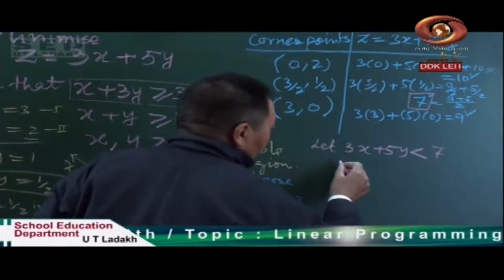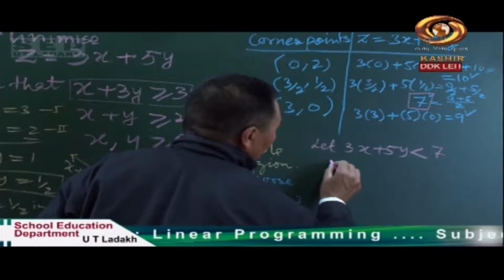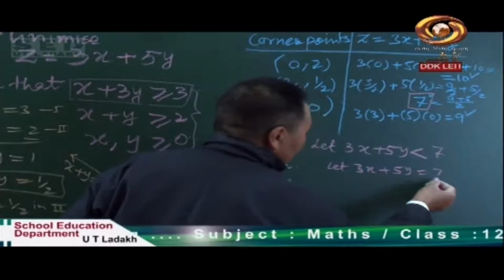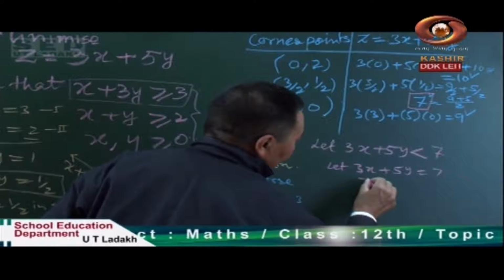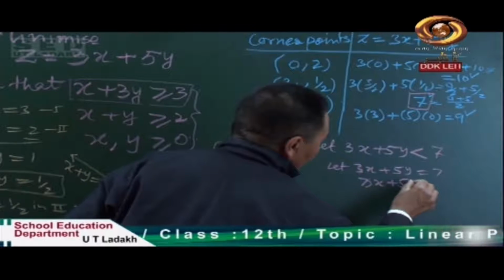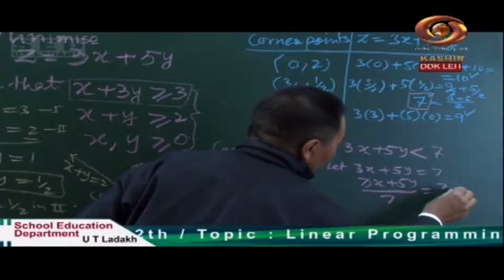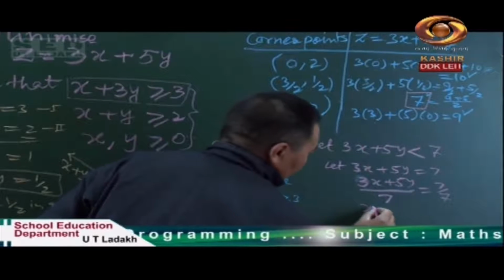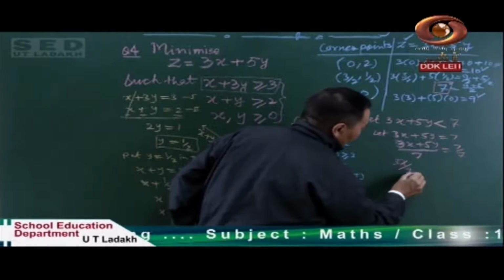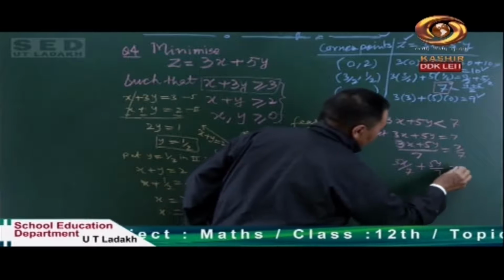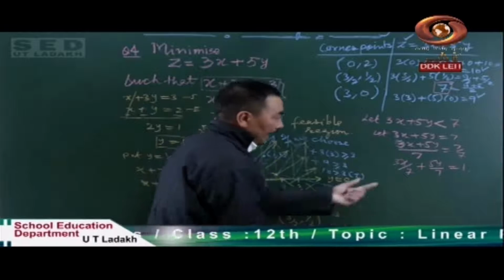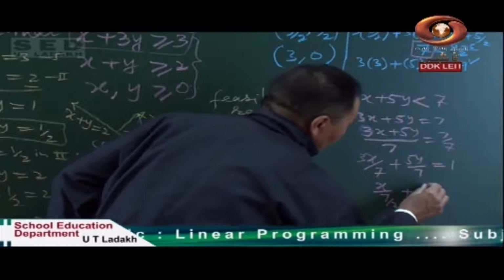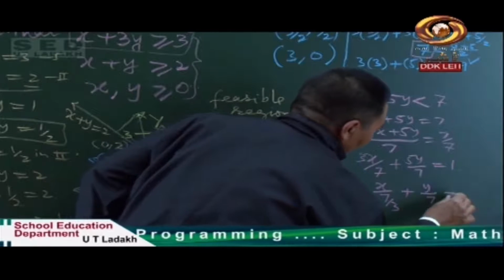If we make it an equation, let 3x plus 5y equal to 7. If we divide both sides by 7, then (3x plus 5y) divided by 7 equals 7 divided by 7. Then I get 3x divided by 7 plus 5y divided by 7 equal to 1. And then if I make it intercept form, it becomes x over 7 divided by 3 plus y over 7 divided by 5 equal to 1.